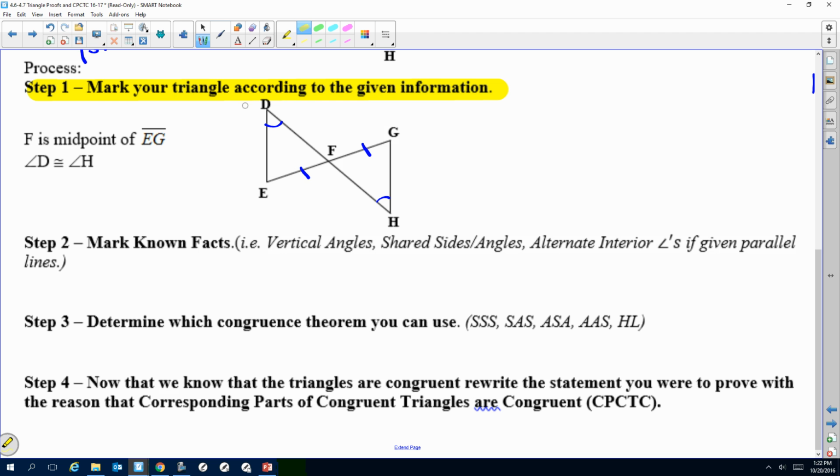Now, second, you're going to mark known facts. Usually known facts are in this order. Vertical angles, then you check shared sides or shared angles, then alternate interior angles only if the lines are parallel. Only if you're given parallel lines. So, any known facts we can mark on this diagram. The vertical angles, so we're going to do double arcs. There are my vertical angles.